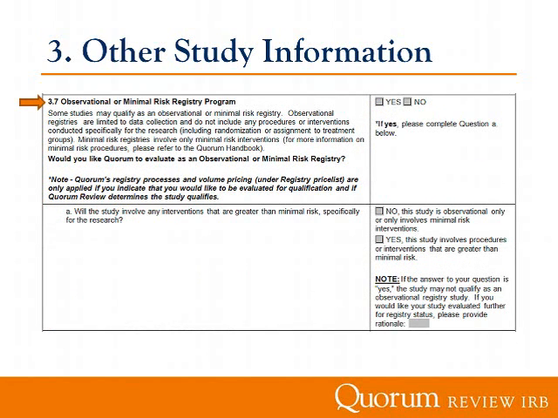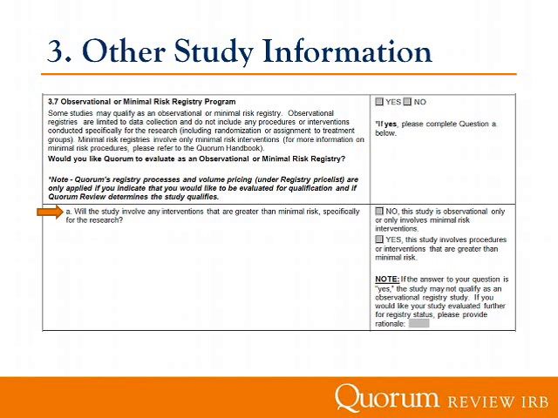Question 3.7 asks if your study is an observational or minimal risk registry program. A short description is provided here, but a more extensive one is available in the Quorum Handbook on the OnQ portal. An example of an observational or minimal risk study would be a retrospective review of health records, one which involves no invasive medical procedures to a study participant but could still require their consent to access restricted health information.